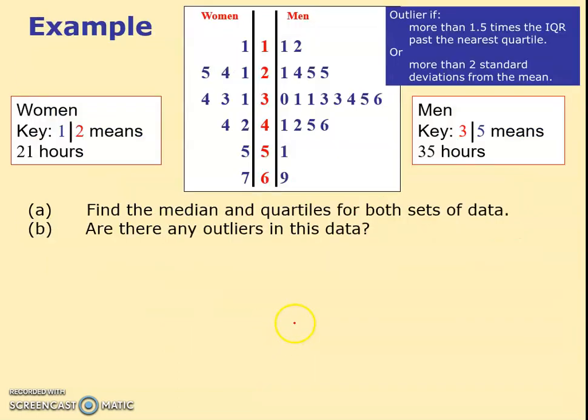So look, I need to find the median and the quartiles for this data. That's my first job. So how many numbers have I got? 1, 2, 3, for both sets of data. 1, 2, 3, 4, 5, 6, 7, 8, 9, 10, 11. So I've got 11 women. So if I have 11 women, the sixth one, 1, 2, 3, 4, 5, 6, will be my median. So for the women, the median equals 33.